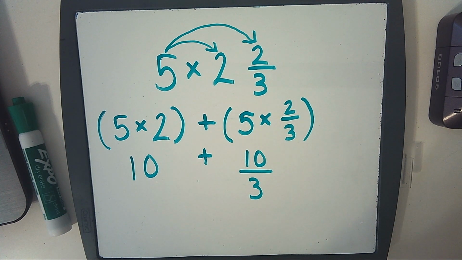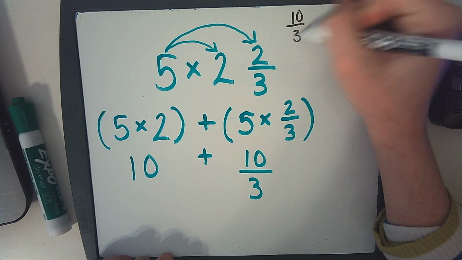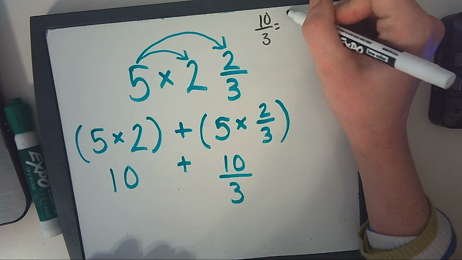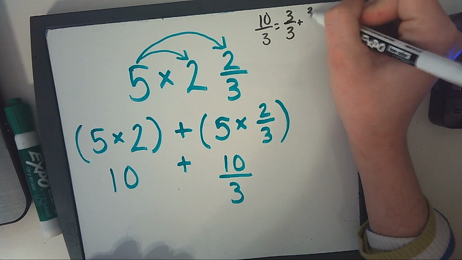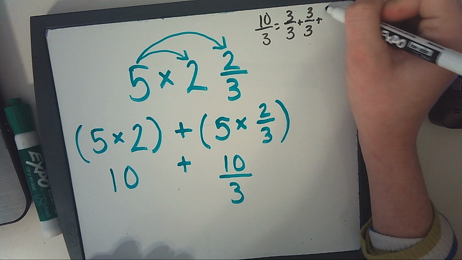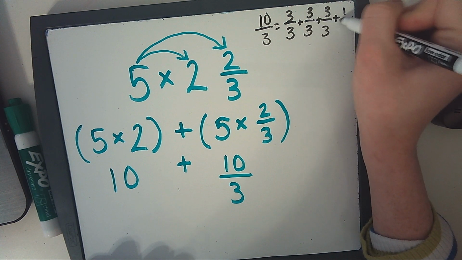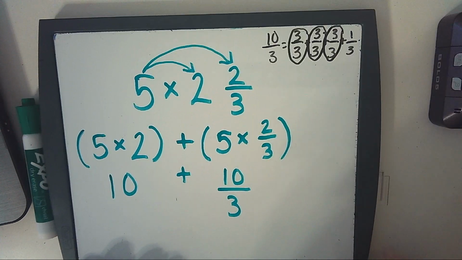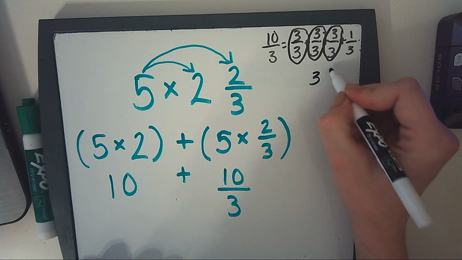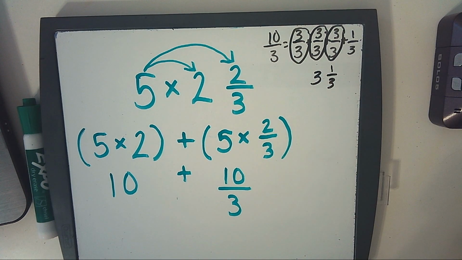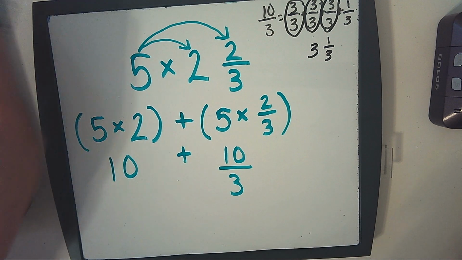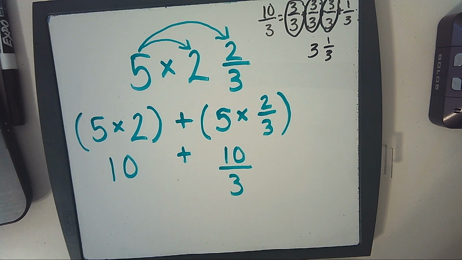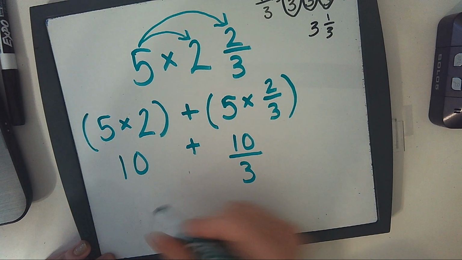So I would take my 10/3 and break it apart, find how many wholes I can make, equals 3/3 plus, and I'm already thinking I know 3 times 3 is 9. And I'm going to have 1/3 left over. So that's 1, 2, 3 wholes with 1/3 left over. So now my 10/3 would become 3 1/3.